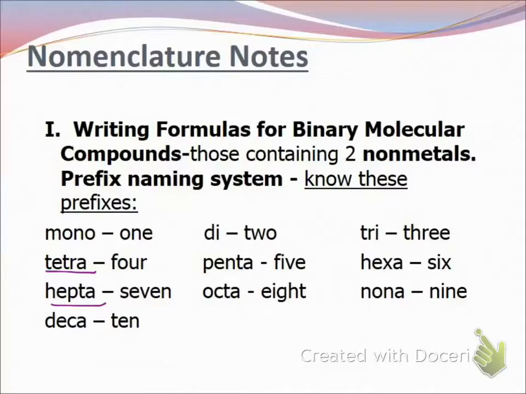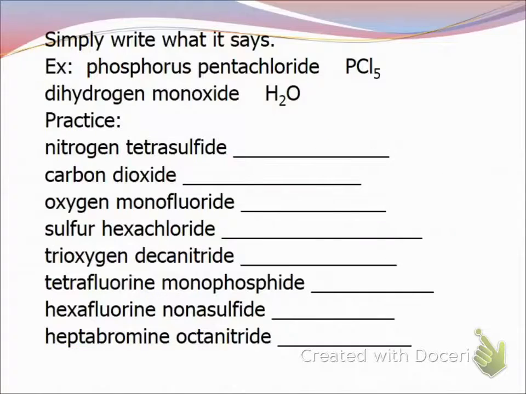So first part is, how do we write a formula when we are given the name? So let's do that on the next slide. So when we are writing formulas from the name, we are simply going to write what it says. Okay? So in this case, we have an example of phosphorus chloride. That means phosphorus is a P. We have 5 chlorides, so we put the 5 behind it. Okay? Water is actually called dihydrogen monoxide. We normally don't ever call it that, but its formal name would be dihydrogen monoxide.